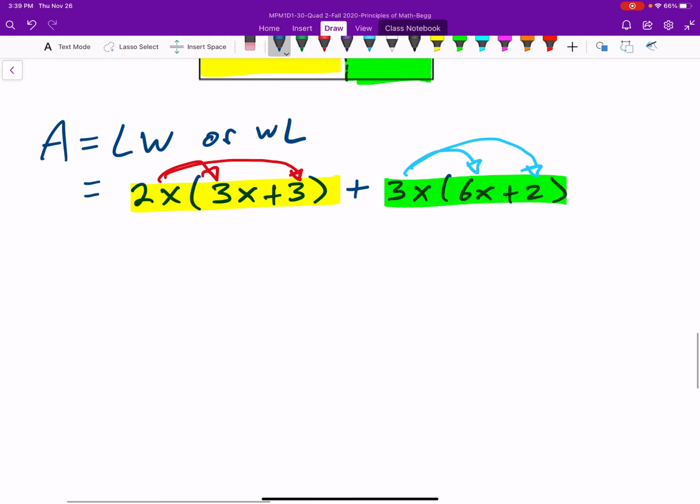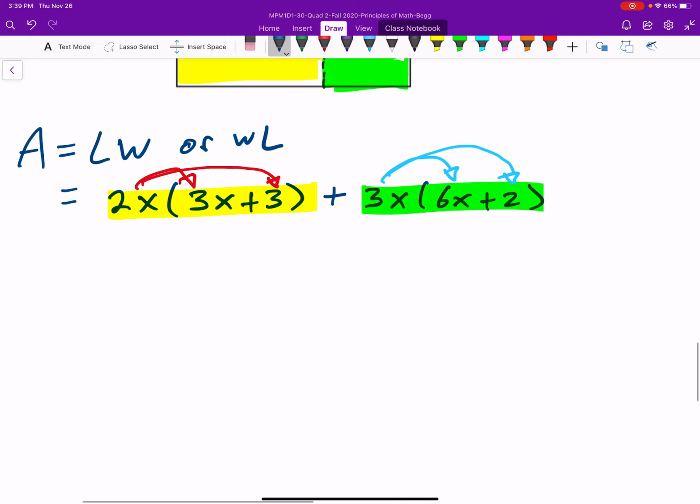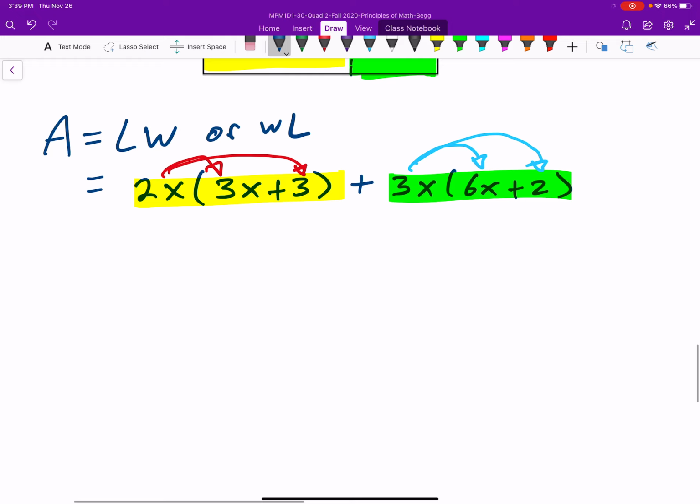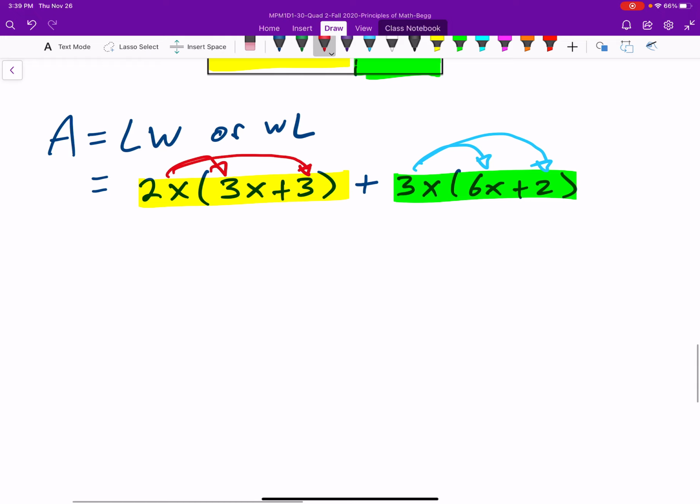This one's got an added thing that we have to watch out for, because now we've got x's out front here. In the examples we've done up till now, we didn't have any x's out front that we had to multiply by. We just had 2 or 6 or whatever, just numbers. So remember what we do. For this first one, we're just going to multiply these two together.